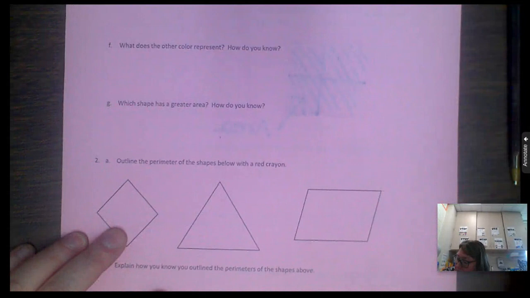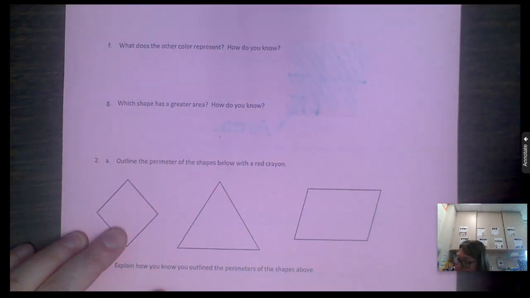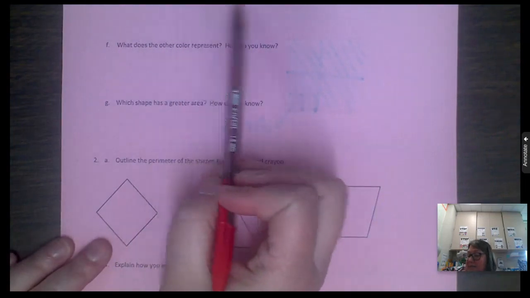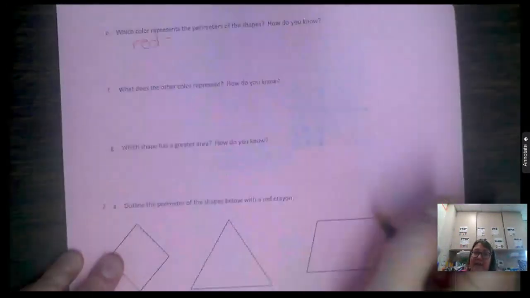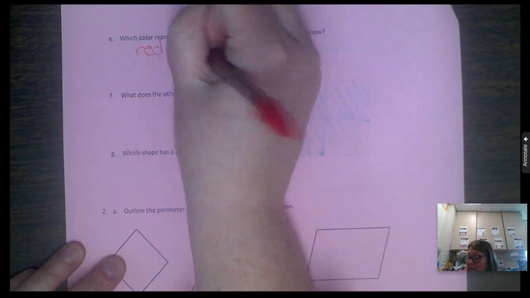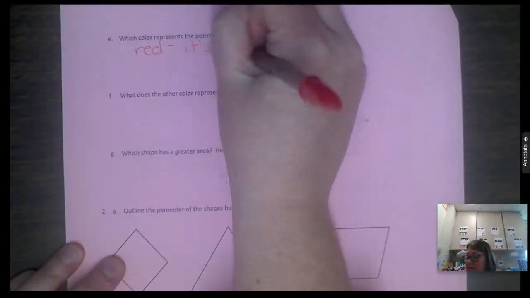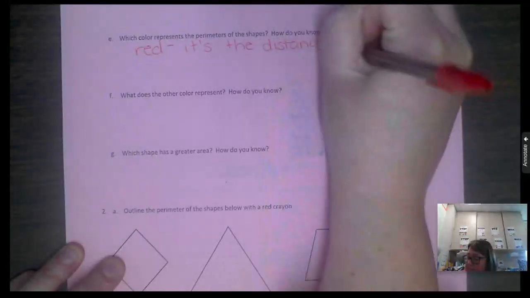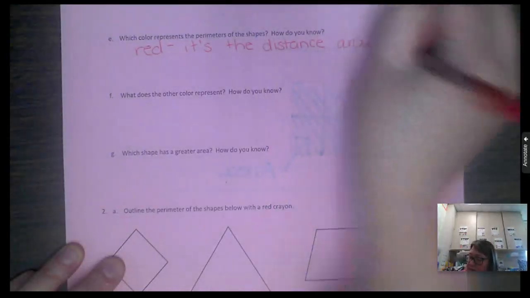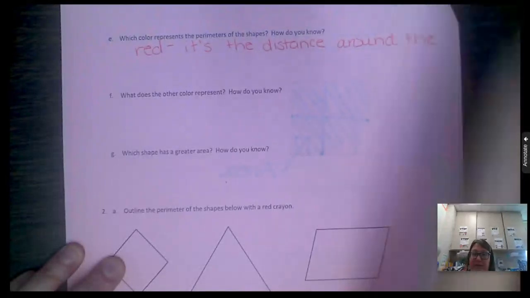Okay, and we are going to cross out, okay, well, here we go. What color represents the perimeter of the shape? So what color represents the perimeter? If I look, the perimeter is red. Okay. And it says, how do you know? Well, it's the distance around the outside. Make sure you're writing with me.